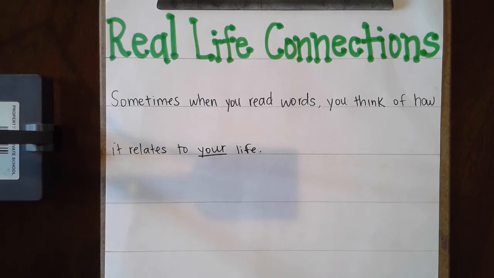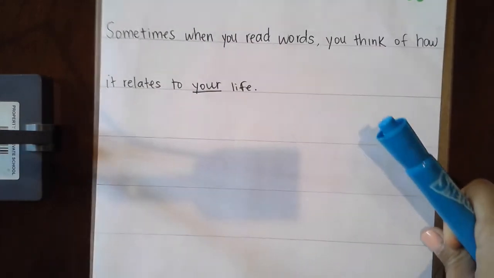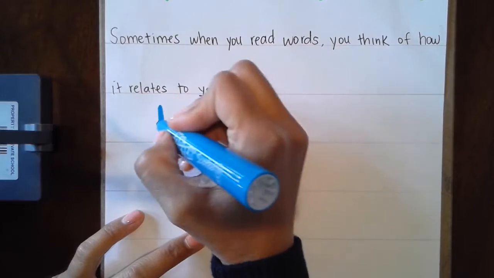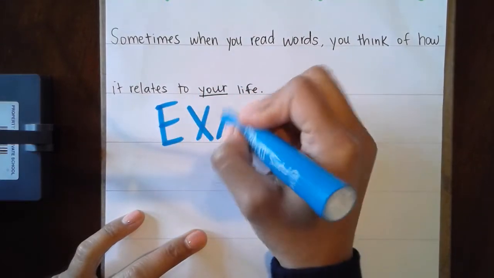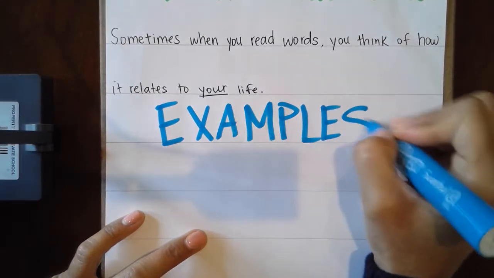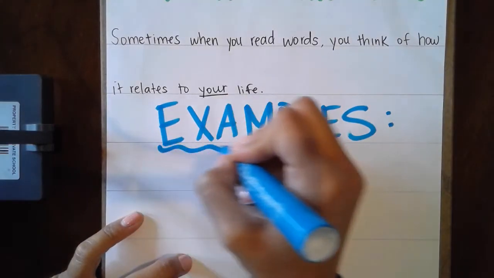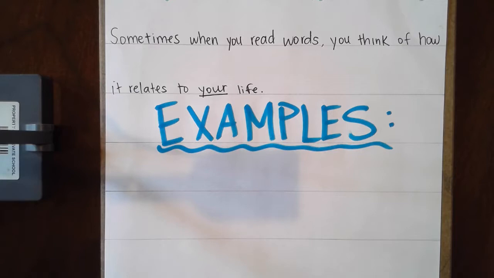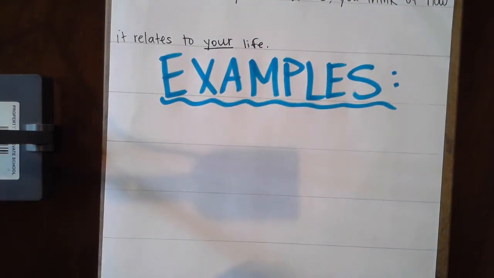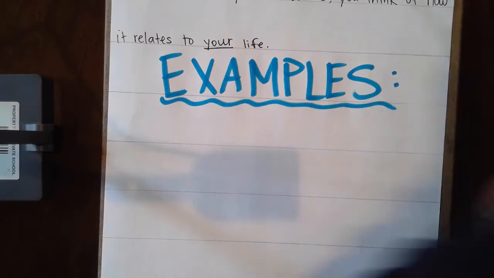So you're going to use your background knowledge, things that you already know, to relate to words that you read. Okay, so now we're going to go over some examples. On the next line, I'm going to use my blue marker and I'm going to write examples, nice and big. Examples.